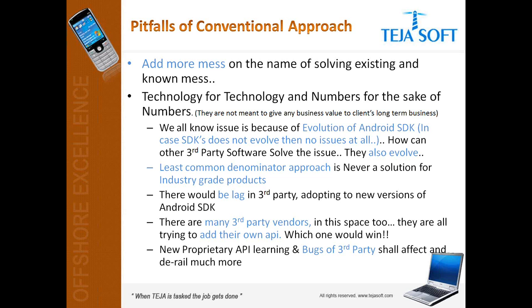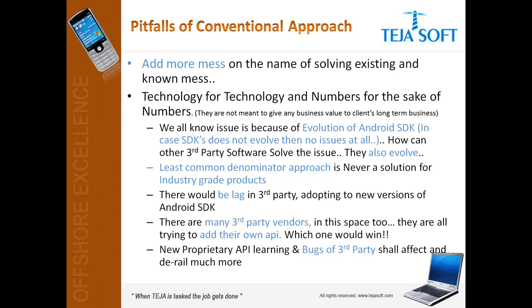For example, take any technology, say Android SDK, which evolves over a period of time. How can a third party meet that? Even if they meet it, there will be a lag between the third party adopting the new versions, which means you are actually losing out some of the features. So you have to delay going to the market.